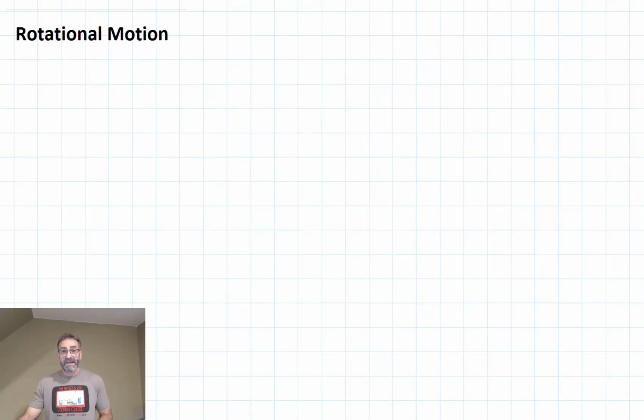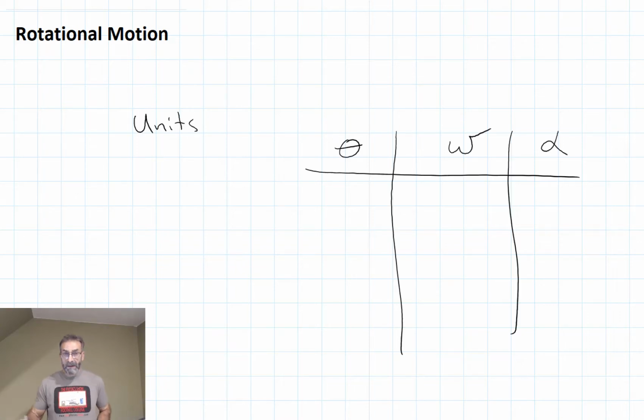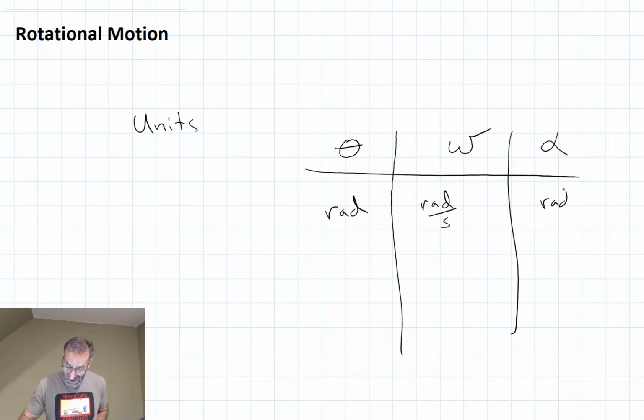As we get into rotational motion, we need to start with some fundamentals. For example, units. What units do we use for rotational motion? Well, one unit you're very familiar with, the radian. That's our unit for angle. And if we use radians for angle, then omega would be radians per second, and alpha would be radians per second squared.